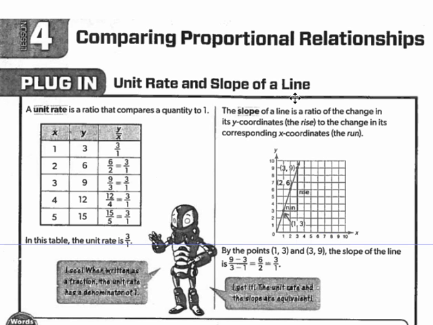Okay, so let's see, we want to go to this first page right here, lesson 4, it says comparing proportional relationships. So we're going to start by talking about unit rate and slope of the line, which we just talked about a little bit. Again, unit rate and slope of a line are really the same thing, just that unit rate will have 1 in the denominator. So it's just a little bit different.